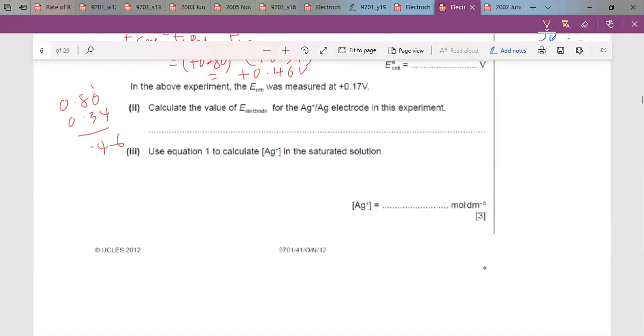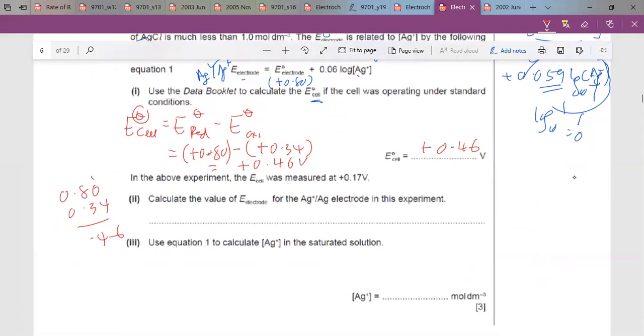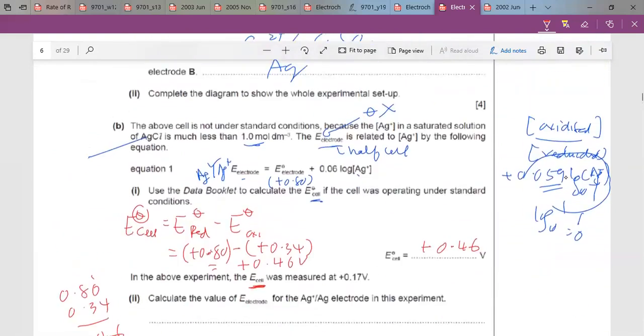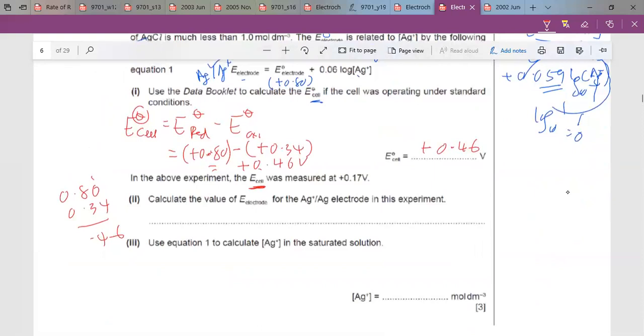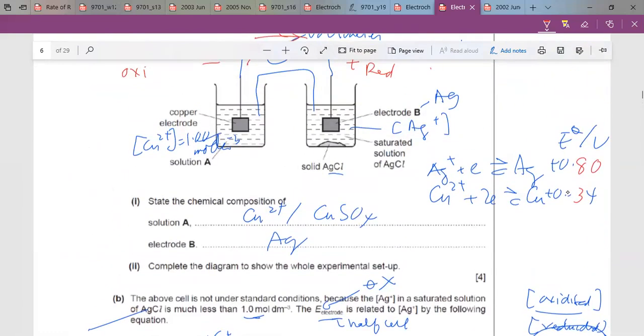Now here they ask you, this is the first part. So it's plus 0.46, of course it's plus. It's supposed to be the cell in the above experiment that was measured. See now, in the above experiment, there is no more the standard sign. That means the concentration of silver here is less than 1.00, so it cannot be standard anymore.